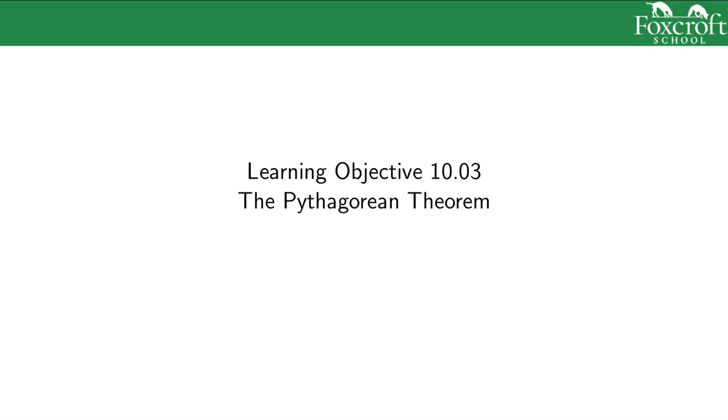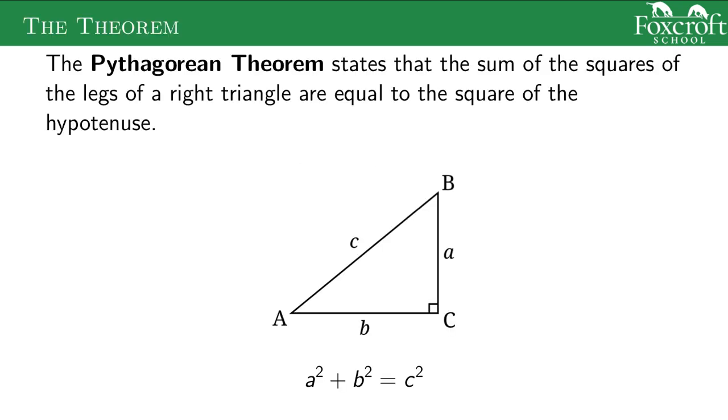In this video, we're going to review the Pythagorean theorem, which is going to be an important thing for this whole unit. So the Pythagorean theorem states that the sum of the squares of the legs of a right triangle are equal to the square of the hypotenuse, which is a really complicated way of saying, if you have a right triangle, the legs are the shorter sides that touch the right angle.